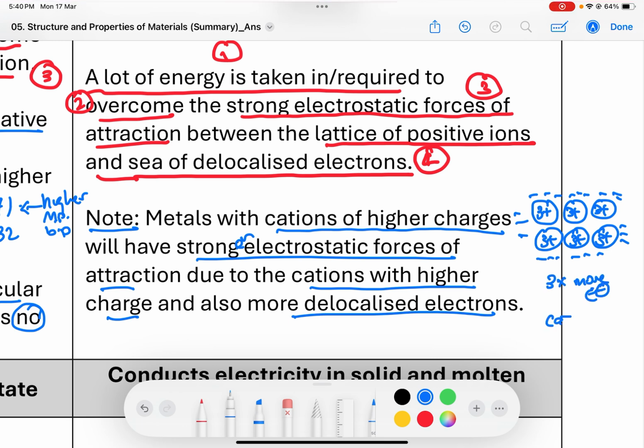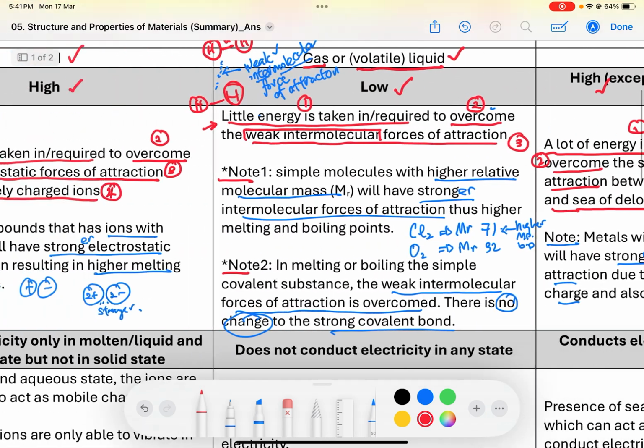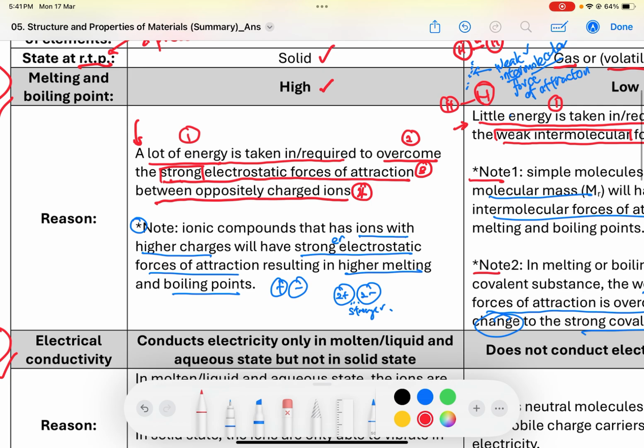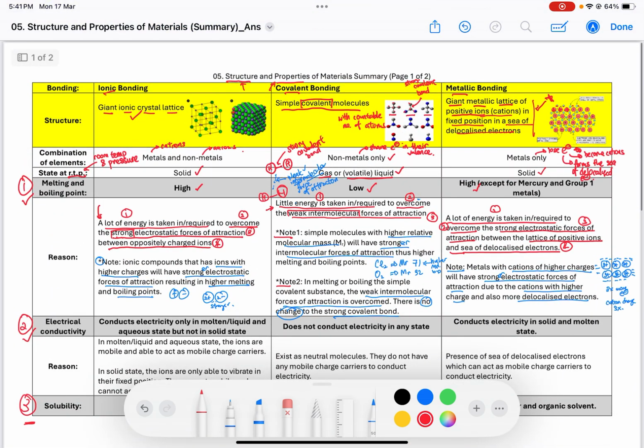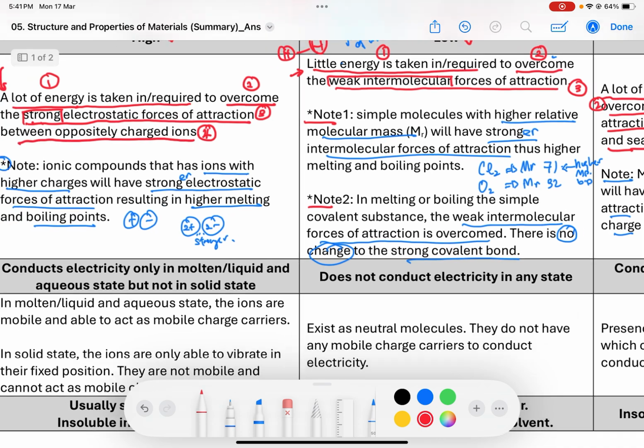The cation charge is also 3 times. So this will actually result in a stronger electrostatic force of attraction. So just take note of that. Okay. So in terms of the melting and boiling point, we have explained between ionic, covalent, and metallic. Now we're going to go on to electrical conductivity.